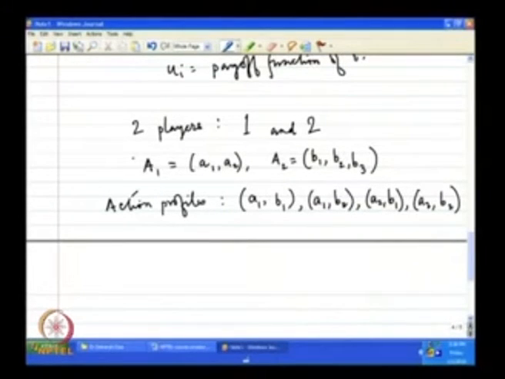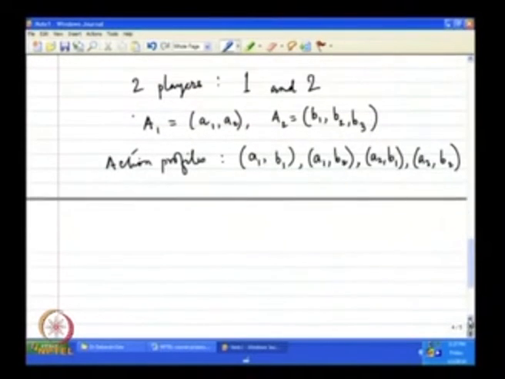Now, this is by way of introduction. What is the main point? The main point is that when we say the strategic game should tell us the preference pattern of each individual, we mean how the payoff function of an individual is defined over the action profiles. That should be known to us. That is what is meant by the knowledge of the preference of each player. This is the first thing.